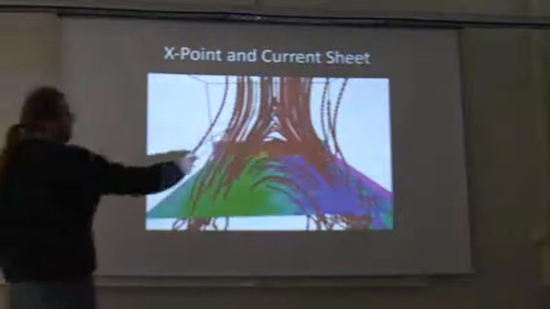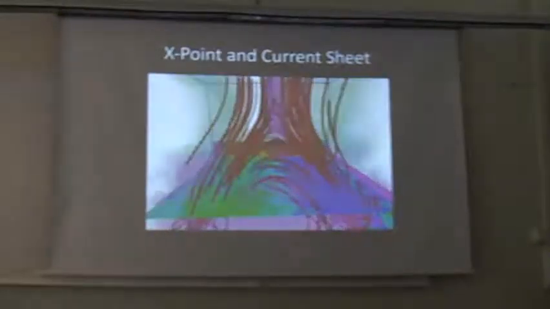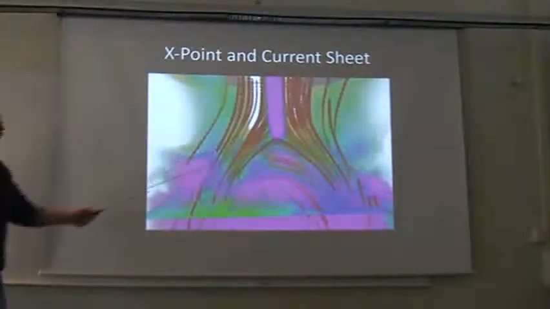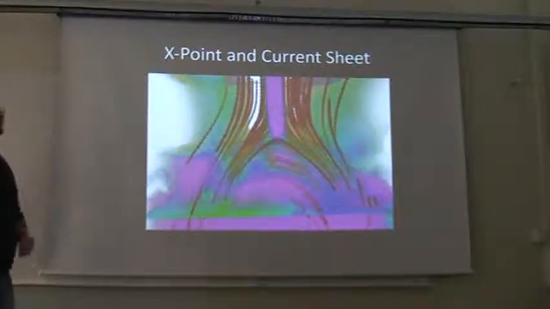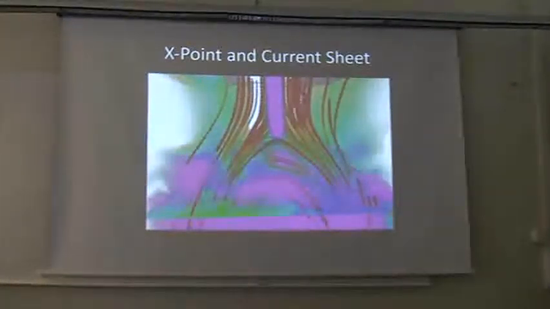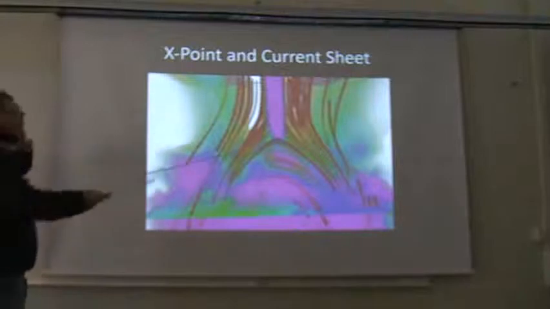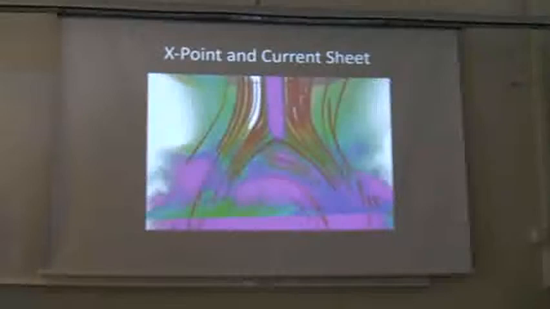something like an X point here. When you plot the current, the pink one is the current, you get a strong current sheet layer, which is important when you look at CMEs and flares, because you need high energy accumulation there to free this energy to inject the plasma.